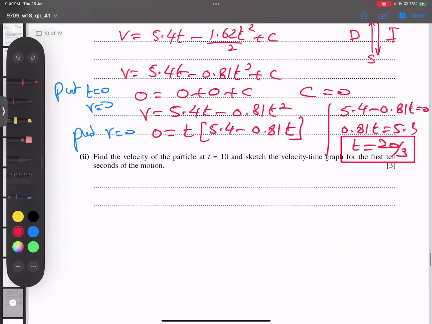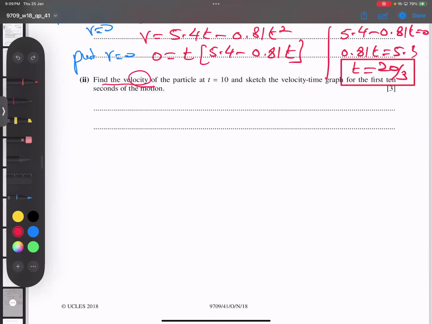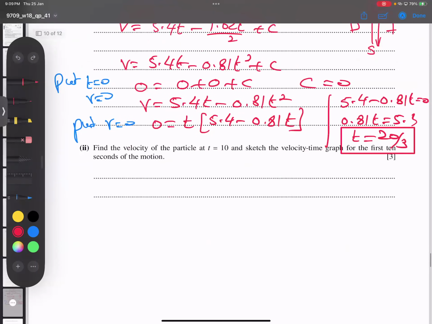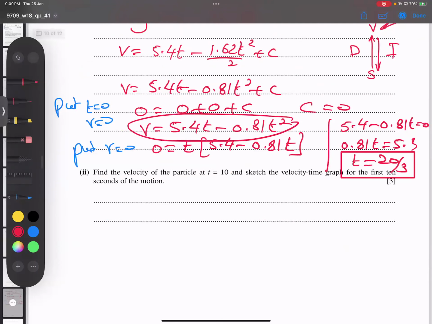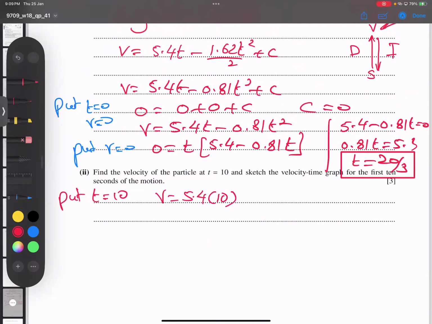Let's go for the next part. He said find the velocity when time is 10. So it's a piece of cake. I can simply use this expression and plug in time 10. Velocity: 5.4 times 10, I plug in here, and negative 0.81 times 10 to power 2. And I'm getting the answer by typing: negative 27. Let me check again, is it correct or not? 0.81 times 100. And yes, negative 27 is my answer. Okay, this is very clear.